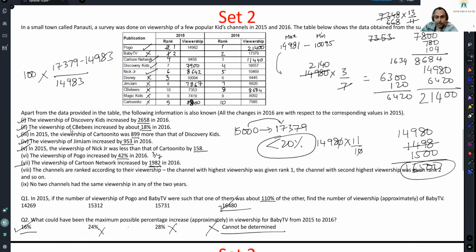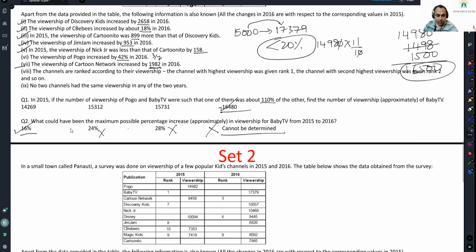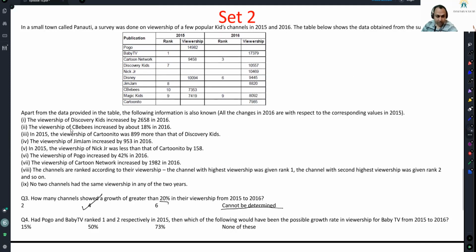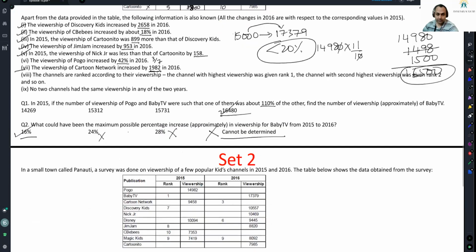In the max case, when it is going to 17379, you can see the percentage change will still remain roughly 16%. Just because you have changed the denominator by 1, your percentage is not going to change by more than 1%. So this remains 16%. So when the question asks which of these would have been possible, I can happily rule out 15. 15 is definitely not the answer. Now I simply have to see if 50 or 73 work.